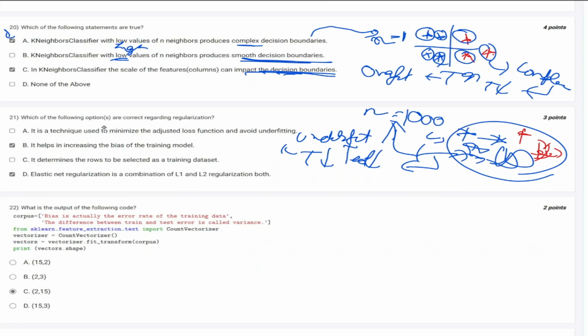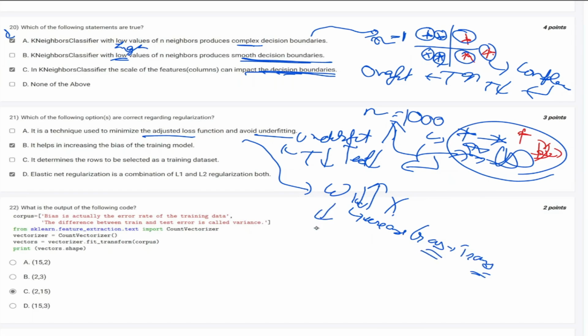Which of the following options are correct regarding regularization? It is a technique to minimize the adjusted loss function and avoid underfitting. It doesn't minimize the adjusted loss or avoid underfitting. What it does is, if you have some weight where you are giving more weight to a particular feature, then it tries to reduce it to increase the bias of the model. So it tries to make sure that your weights remain at a particular scale, else it might go out of scope and then the model might cause issues.